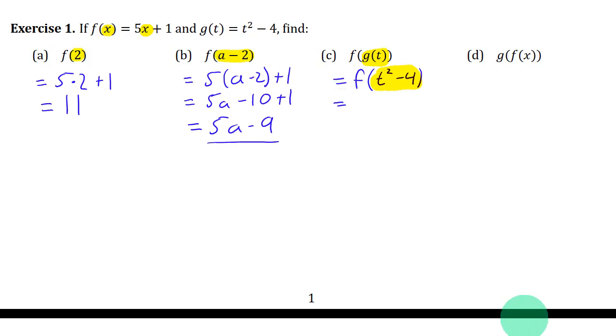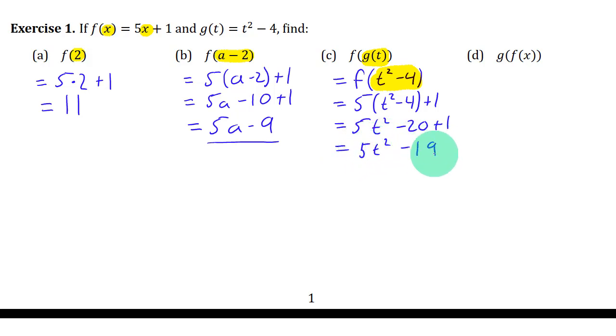This is going to become 5 times t squared minus 4, and then that plus 1. So if you distribute the 5 in there, you'll get 5t squared minus 20. And then you can combine the minus 20 plus 1 to be minus 19. And that is f of g of t. So that's the result of composing those two functions.